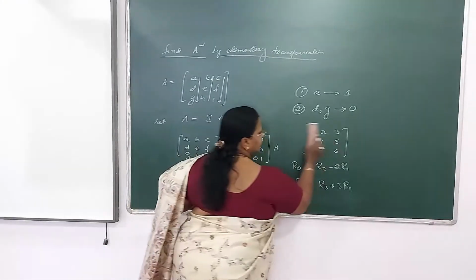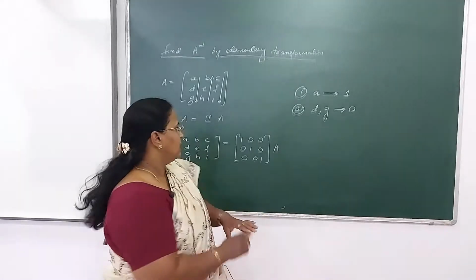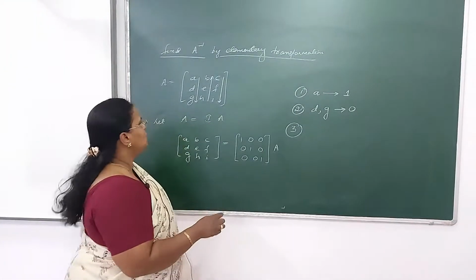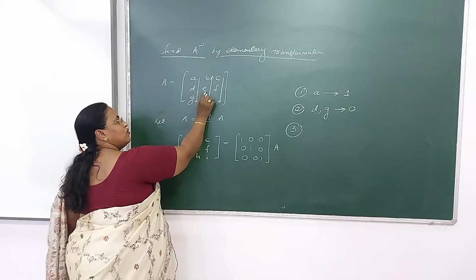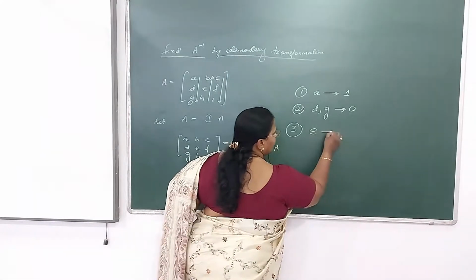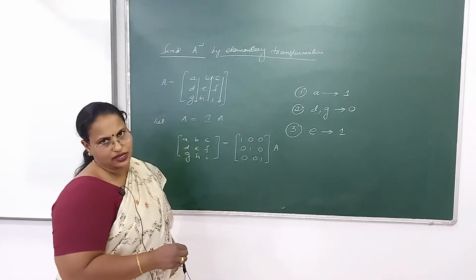So this is the way we will be moving. This is the second step. Now after the second step, the first column is ready. Now we'll move to the third step. Third step means we'll move to the second column. Now see the diagonal element. What is the diagonal element? The E position. So the third step will be, you will try to make the E position as 1.